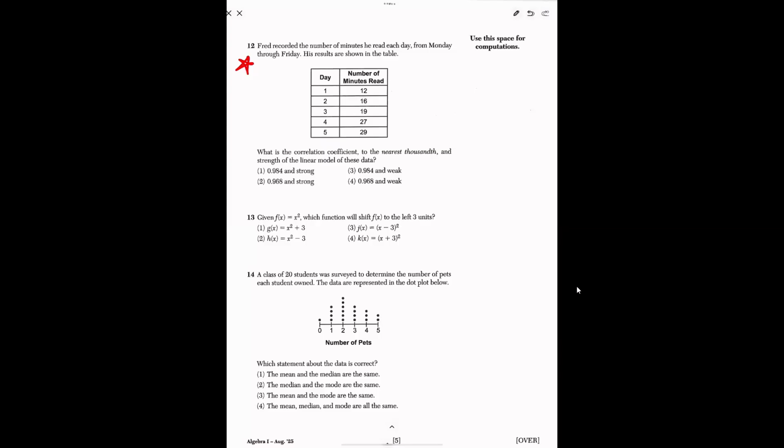Hey guys, this is Mr. H. I'm doing question number 12 from the August 2025 Algebra 1 Regents exam. Basically, this is a linear regression and they want the correlation coefficient. They don't care about the equation, they just want the correlation coefficient.